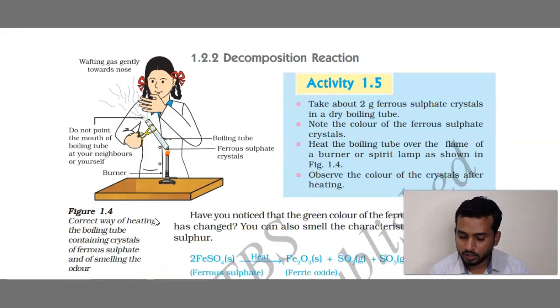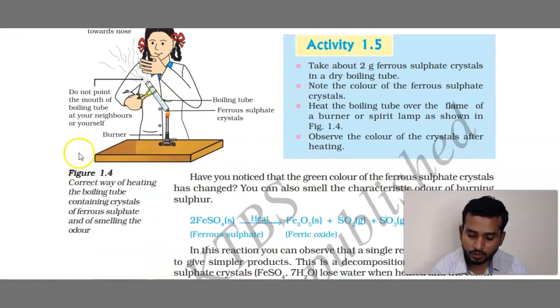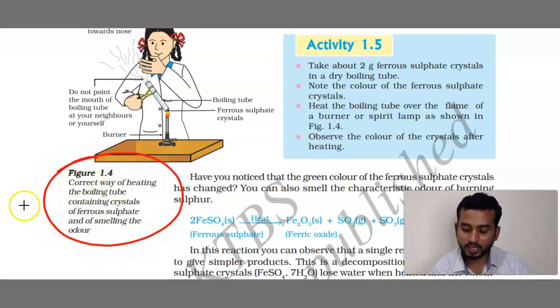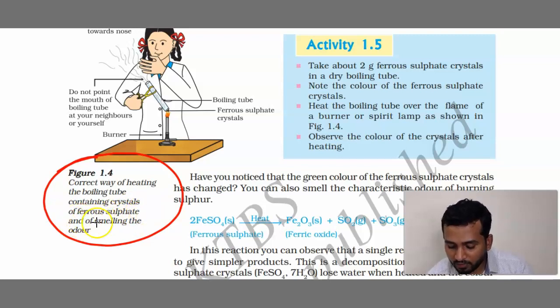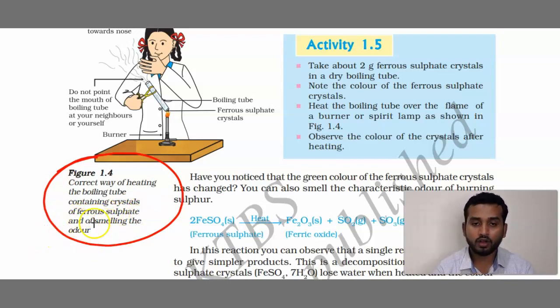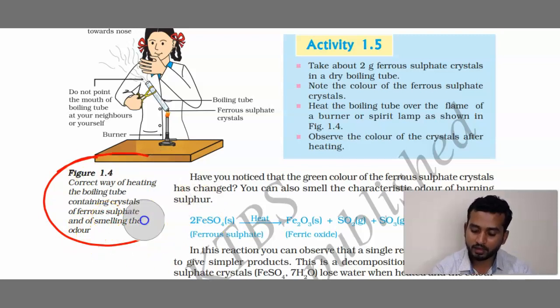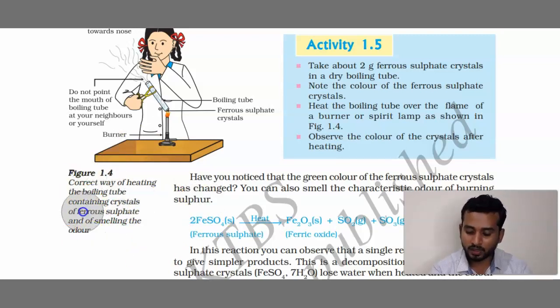Next, after this, decomposition reaction. Can you see here what exactly we are doing? Can you see this figure? Yes, that is the correct way of heating the boiling tube containing crystals of ferrous sulphate and smelling the odor. Odor is nothing but smell. We are smelling the odor.